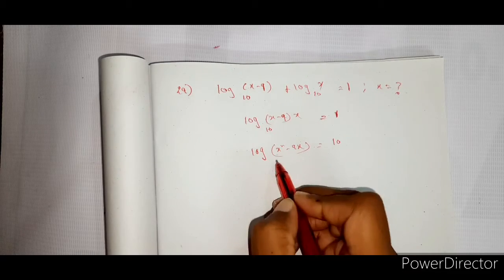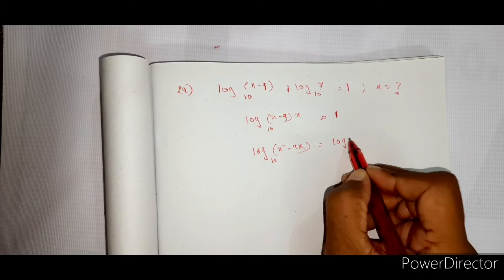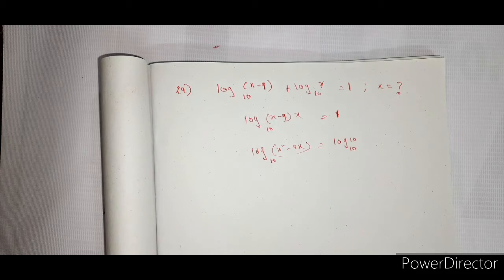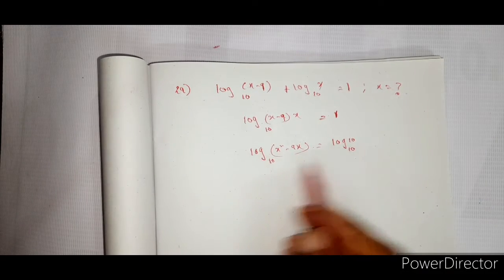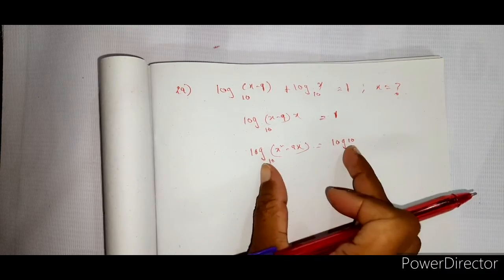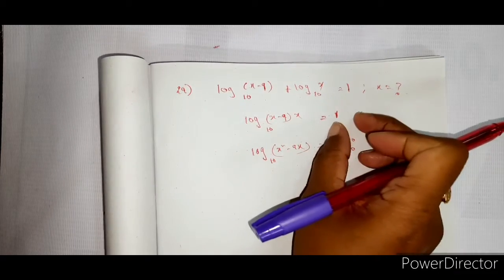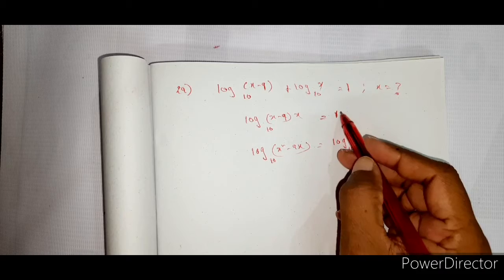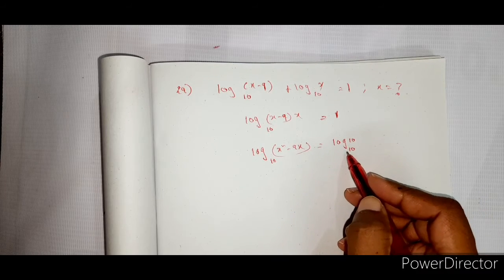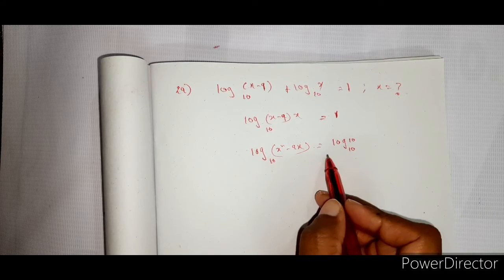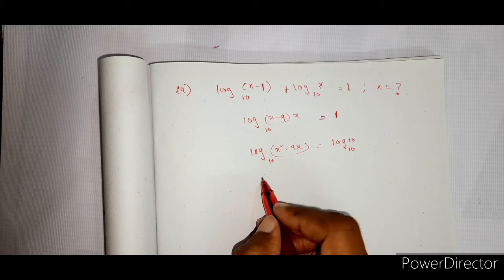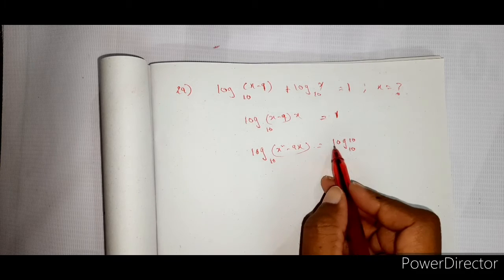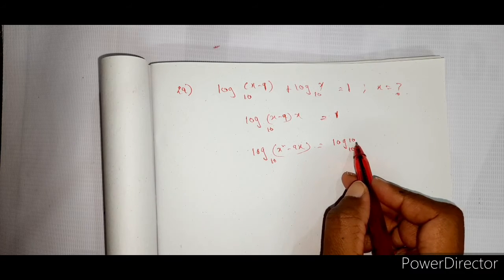I will write here it is 10, is it not? I can write it as 10 base 10. Log 1 can be written as log 10 base 10. Then only I will be able to solve it, is it not? Because this is a log term and this is a non-log term, I am going to convert this into a log term. So log of x square minus 9x is equal to log 10.